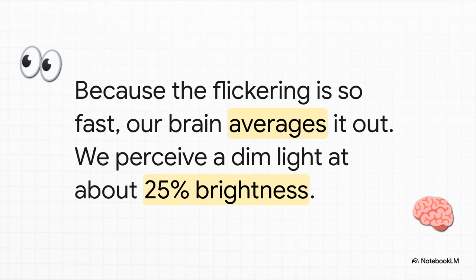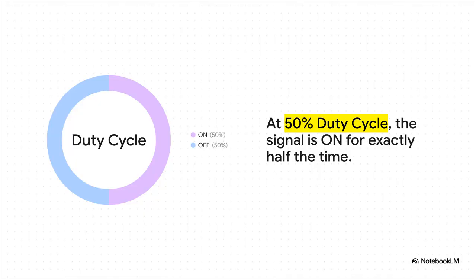Because this flickering is happening way faster than our eyes can actually process, our brain just kind of gives up and averages it all out. We don't see a blinking light. What we perceive is a steady, dim light that looks like it's at about 25% of its full brightness. Pretty cool, huh? Okay, so what happens if we bump that up to a 50% duty cycle?